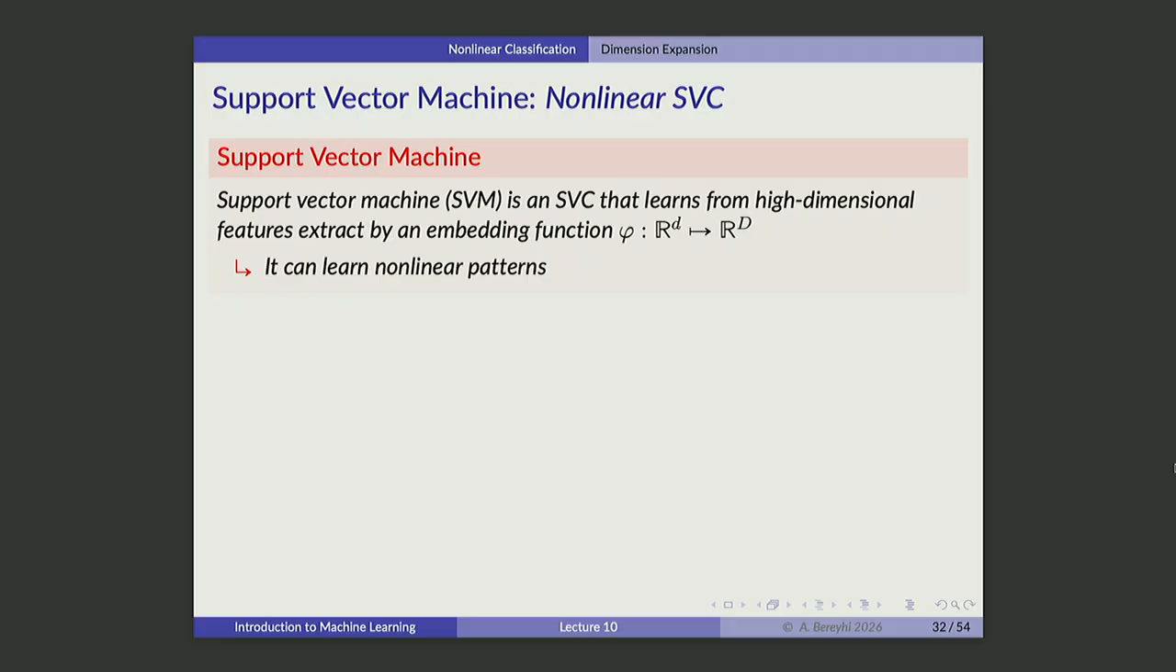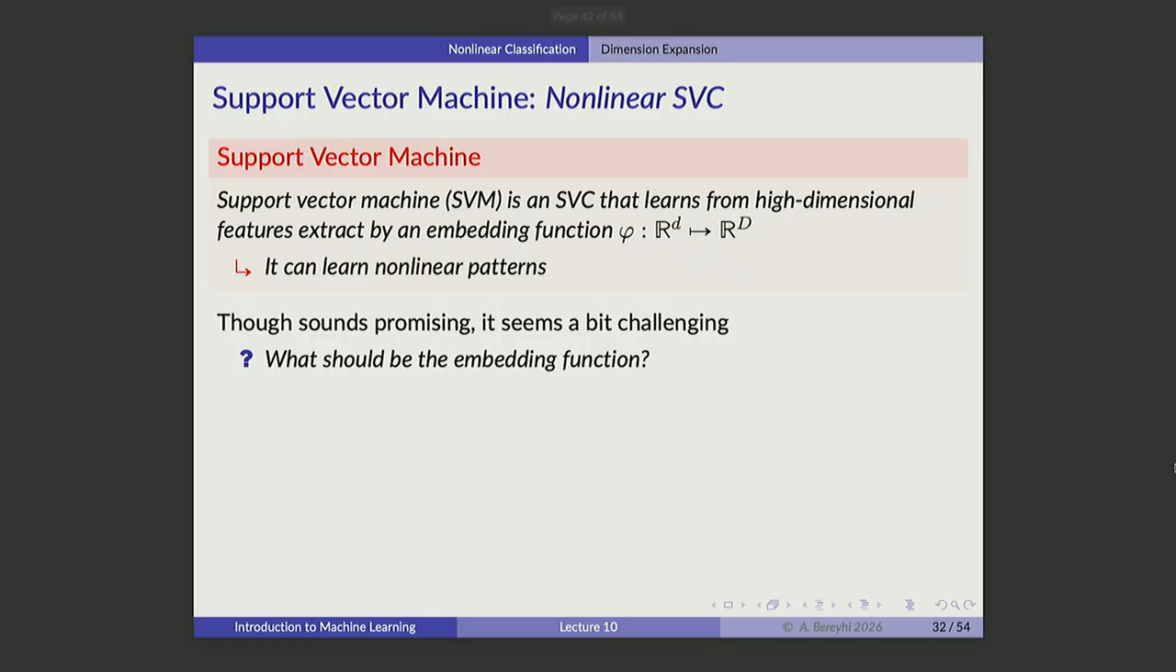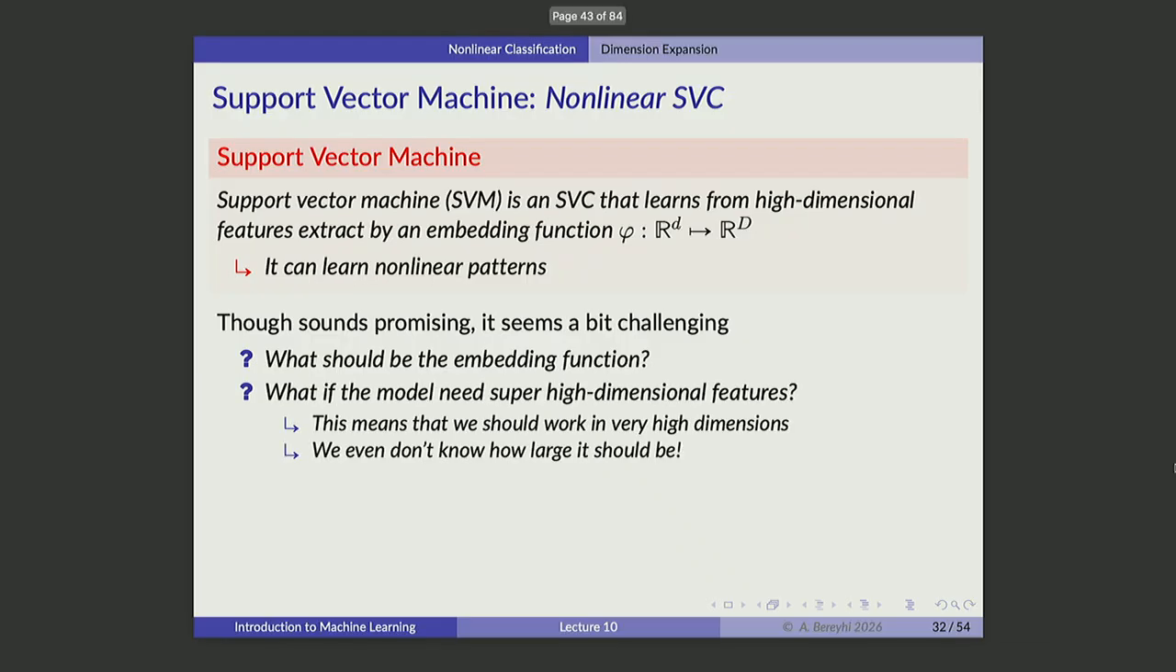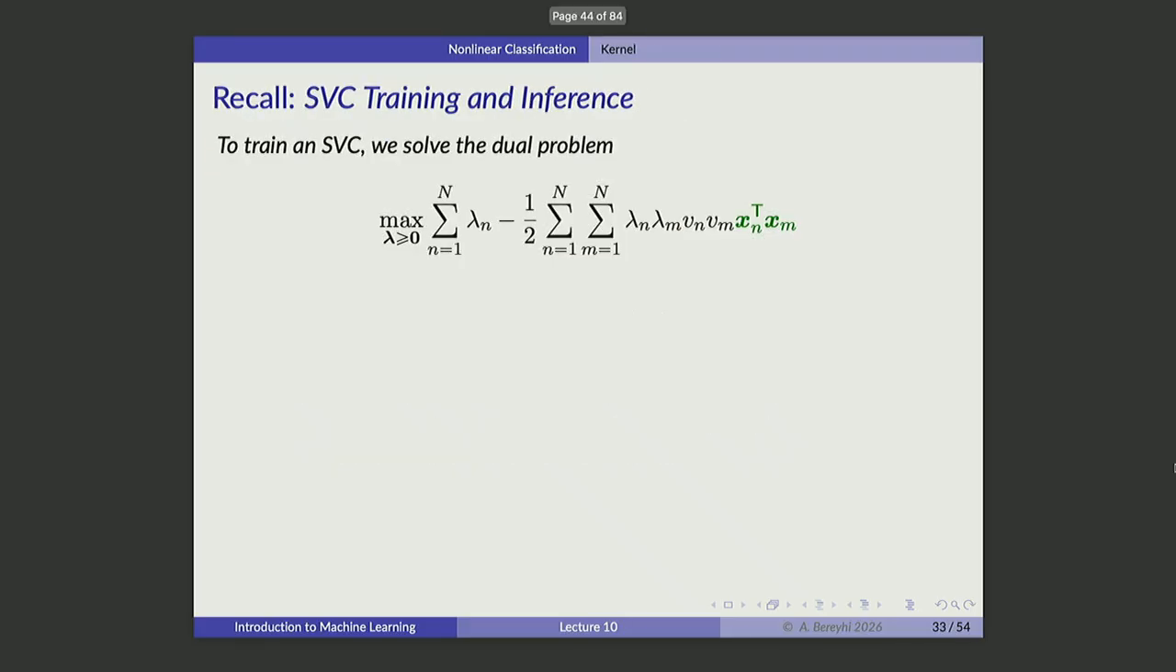Questions? Okay, so the key challenge here is how we can find this embedding function, and now the answer is very promising. You don't need to know it. First of all, we don't know what this function is, and as your friend mentioned, we don't even know what the right high dimensional feature is that we need. What is the target dimension that we should go for, right?